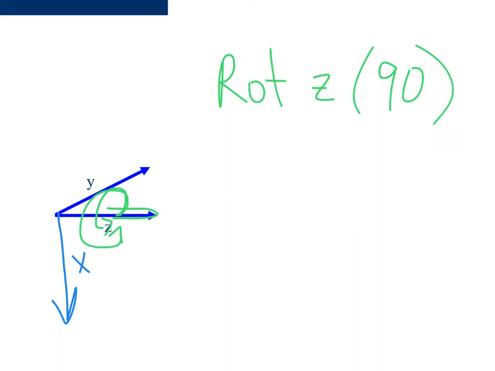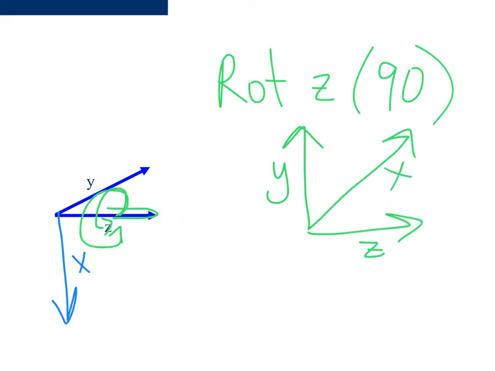z always stays the same because that's what I've grabbed onto and I'm rotating. And again, y is currently pointing into the page. So the new version of y is going to be pointing up after I rotate it. And x, which is currently pointing down, is now going to rotate around so that x is pointing into the paper or into the screen, right?